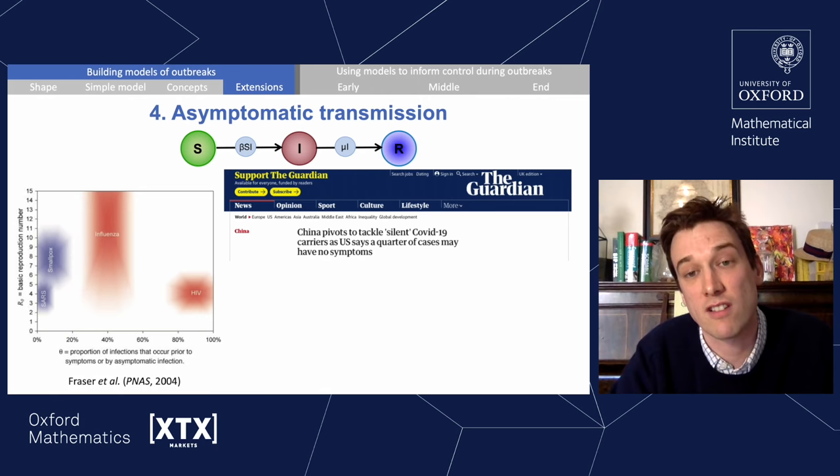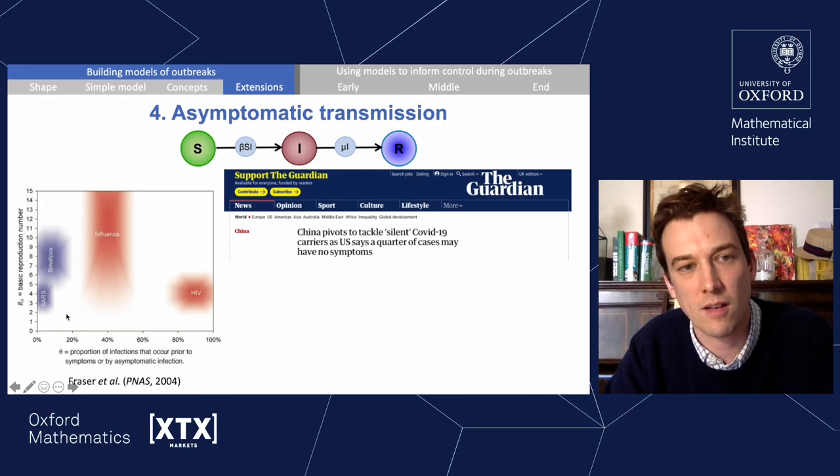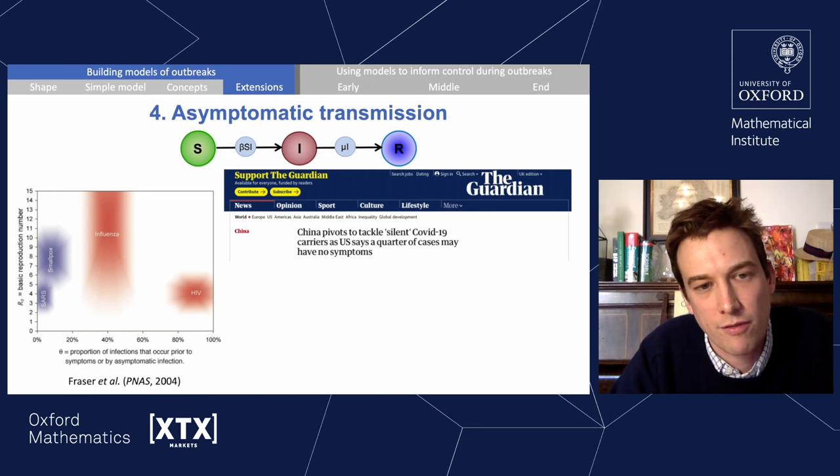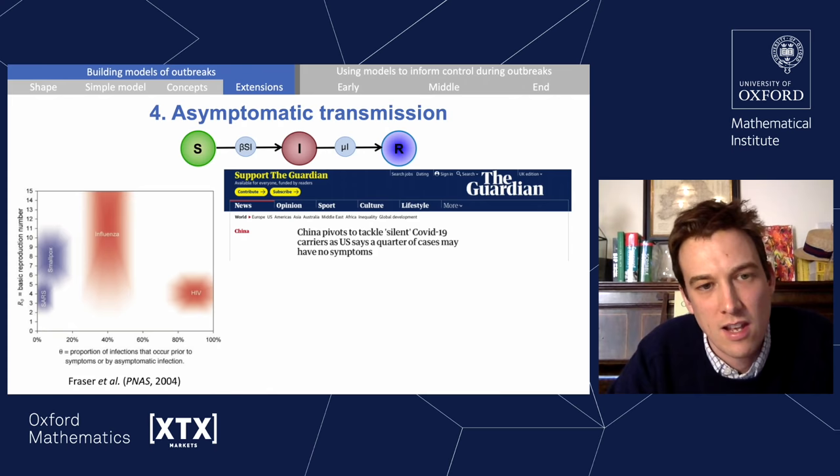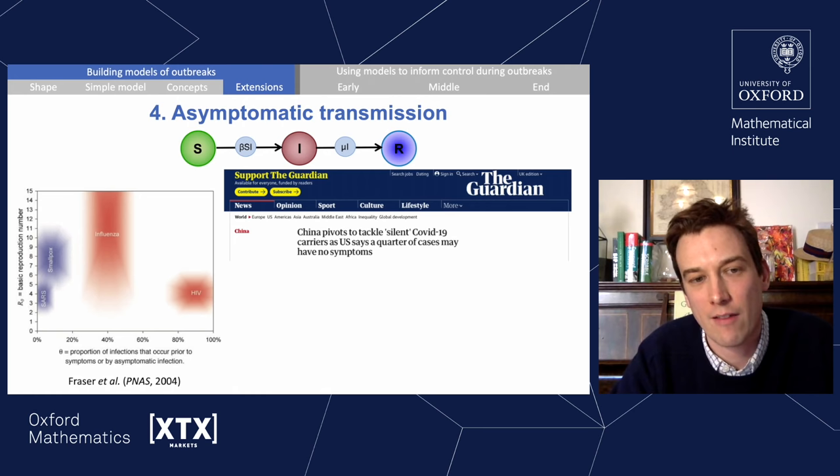With that in mind, I just wanted to show you this figure here on the left. This is a figure from a paper by Christophe Fraser in PNAS in 2004. Christophe Fraser is now based in Oxford. The value on the x-axis is the proportion of new infections that arise from individuals that have very few symptoms. So it occurs from individuals either prior to them developing symptoms or from individuals that never develop symptoms.